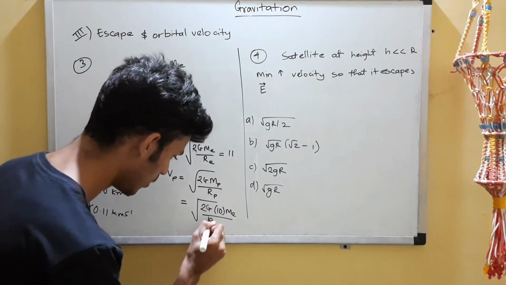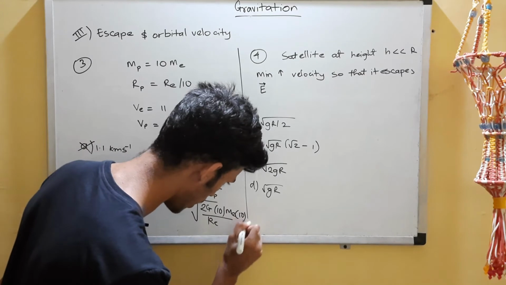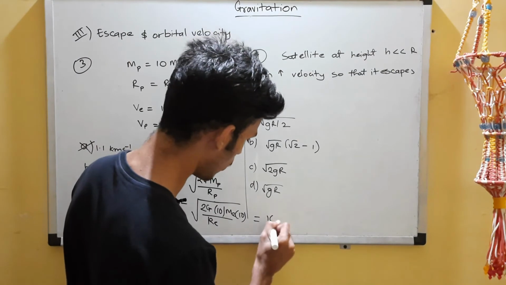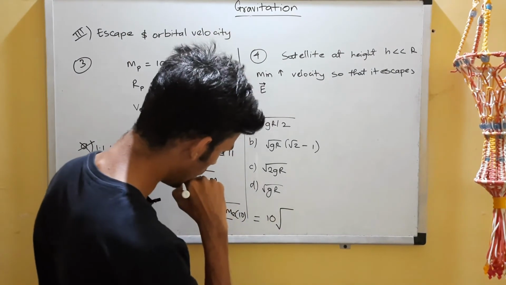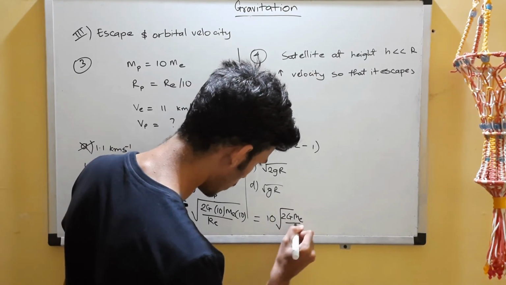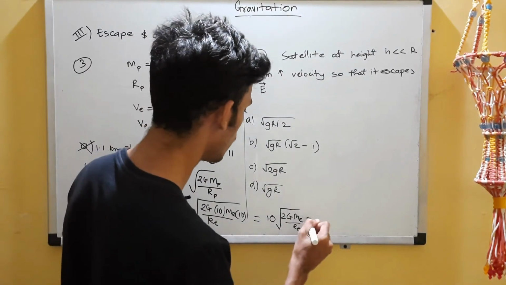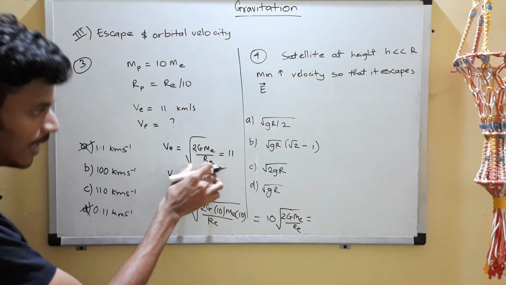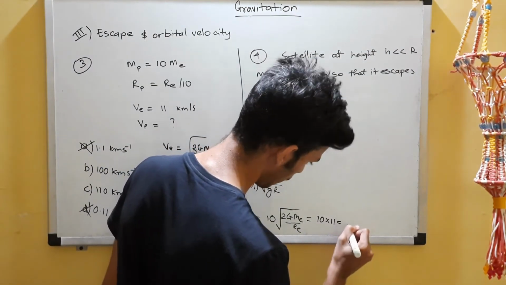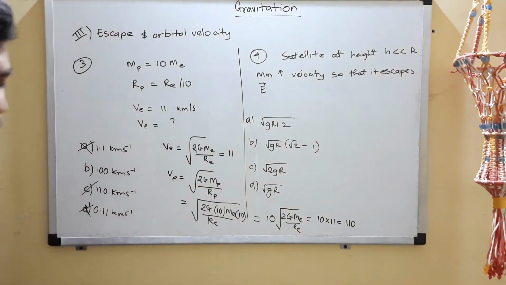So Re by 10, that 10 will go on top, and that 10 and this 10 will become 100. Okay, so if you see 10 10 100, I can get it out of the root sign, and what will we be left with? 2GMe upon Re, right? 10 out of the root sign, so 2GMe by Re, which is nothing but the escape velocity of Earth, right? And which is nothing but 11. So 10 times 11, which is 110. So 110 kilometers per second is the correct choice over here.